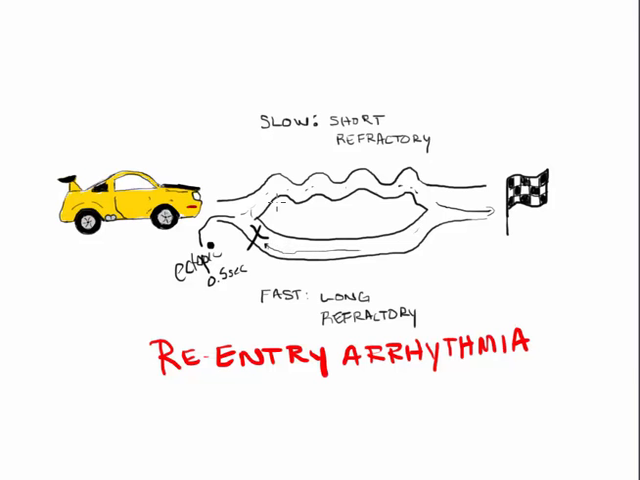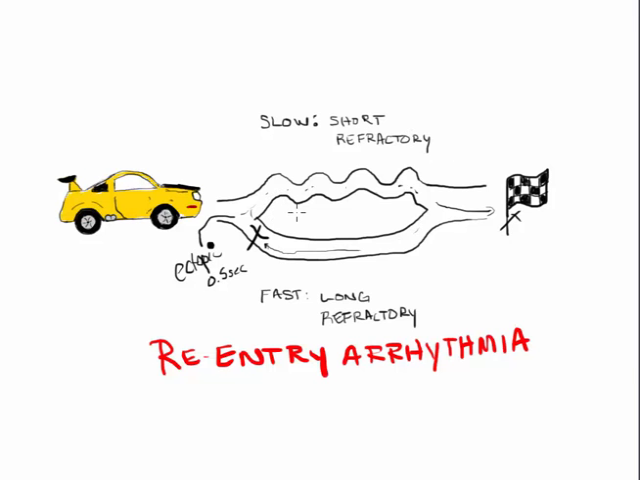So they're going to come here, they're going to go back down the slow pathway again. And when they get here, half are going to come across the finish line and half are going to go back. And this process just continues and continues and continues. So this is considered a re-entry arrhythmia. An example of this is paroxysmal SVT or PSVT.